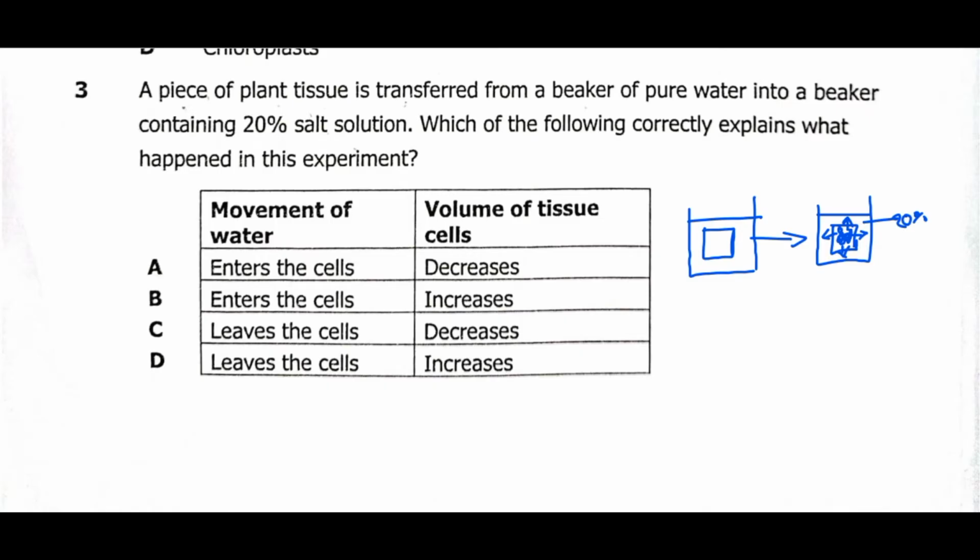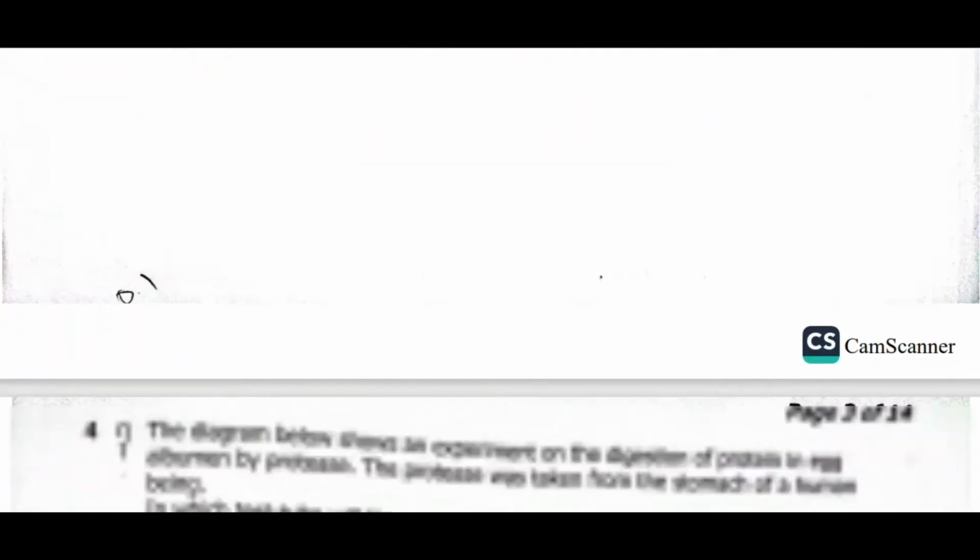So the first column here is movement of water. The second one is volume of tissue cells. Movement of water enters the cell, no. Leaves the cell, yes. So C or D. Then what will happen to the cell? It will decrease. So the answer here is C, because after it has lost water, the cell decreases in size.